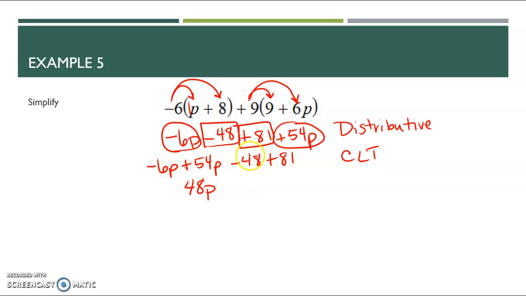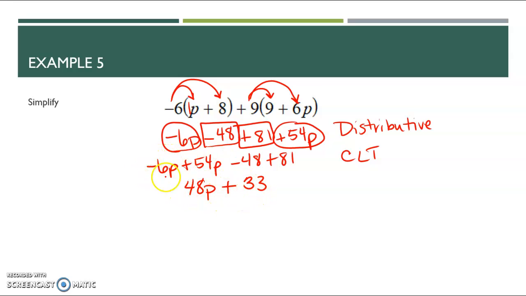And then I look at my next one, and I have a negative 48 with a positive 81. Again, different signs, which means we're going to subtract and keep the sign of the bigger number. Bigger number is 81, so it will be a plus. And then we're going to do 81 minus 48. Type that into the calculator, and I get 33. So we have 48p plus 33.